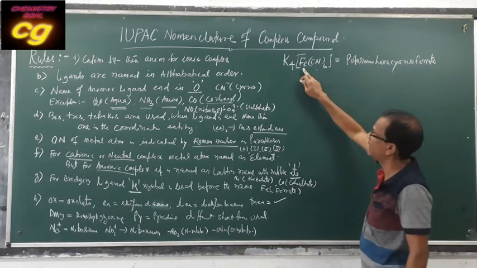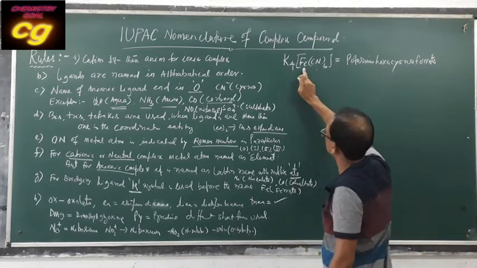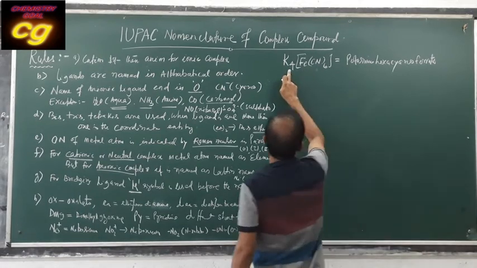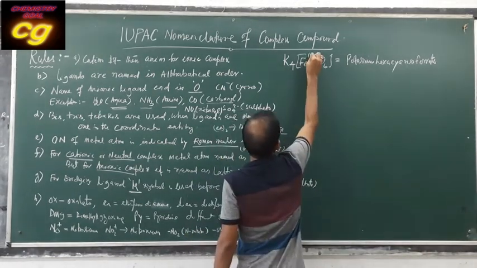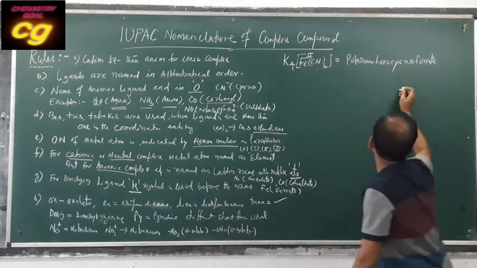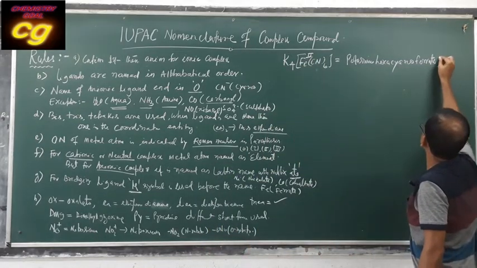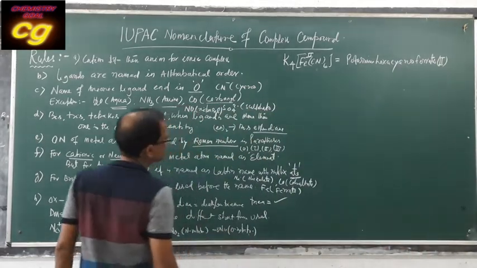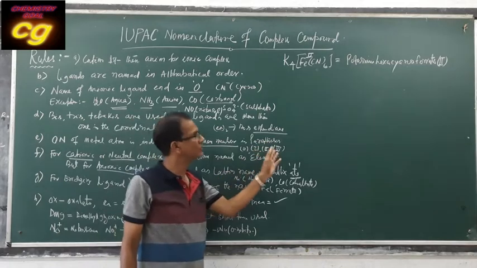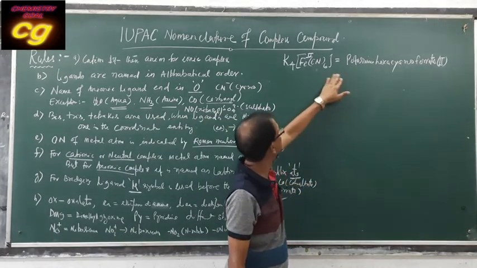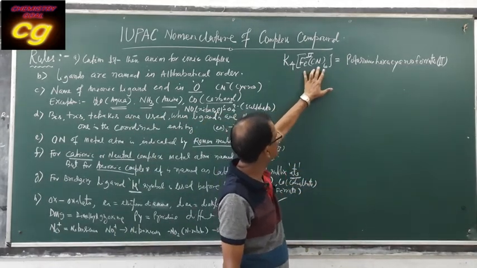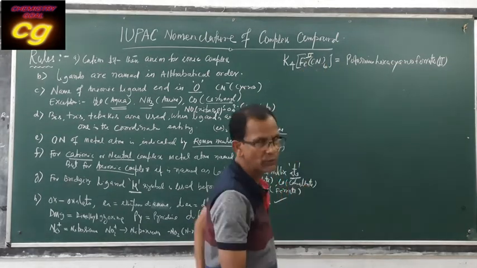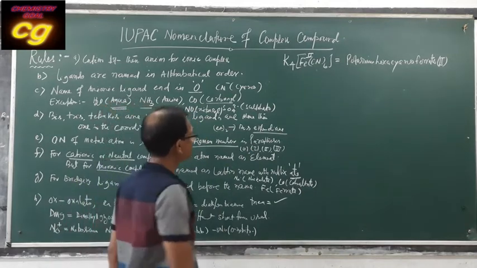What is the complex oxidation number? The oxidation number of the metal atom is here 4, and minus 6, that is 2. So ferrate(II). Parentheses will be used. Parenthesis means bracket. The Roman number will be written in parentheses. So the complex is potassium hexacyanoferrate(II). This is the IUPAC nomenclature of this complex.